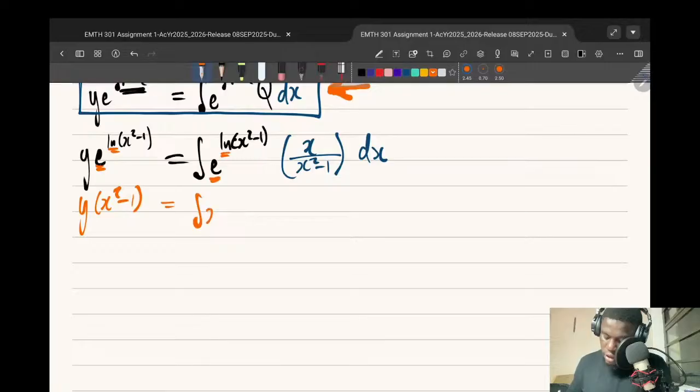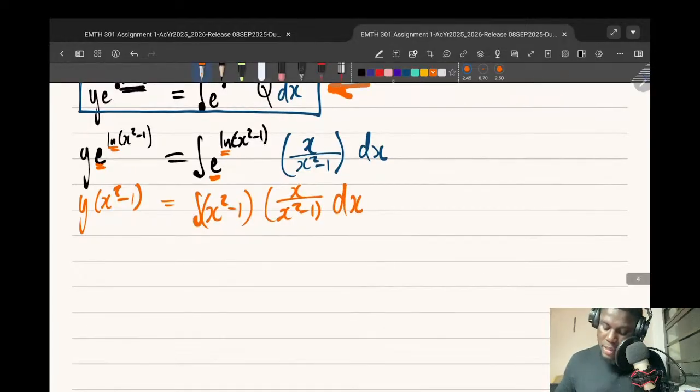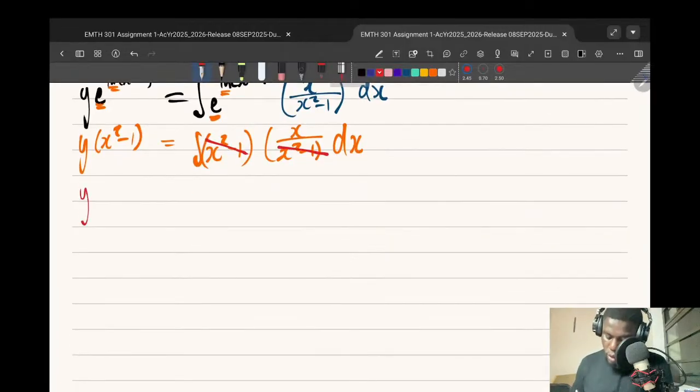So it's just the integral of x squared minus 1 multiplying x over x squared minus 1 with respect to x. It should become this simple. If you see it becoming harder and harder, something may be wrong. x squared minus 1 and x squared minus 1 will cancel. You now have y multiplying x squared minus 1 is equal to the integral of x with respect to x.